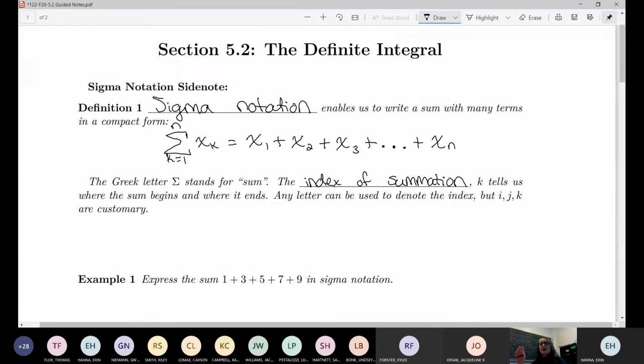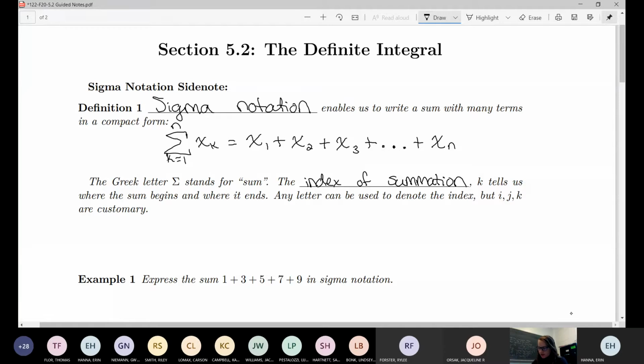And that's the k, which is going to tell us where the sum begins and where it ends. So in the generic one above, it starts at 1 and it ends at n. Now, any number can be used to denote that index. It doesn't have to be k. Usually i, j, and k are customary to use there, but technically those variables don't matter. That could be i equals 1, it could be j equals 1, it could be a equals 1. But usually i, j, and k are used more often than not.